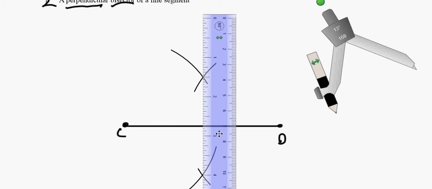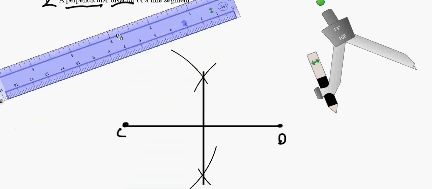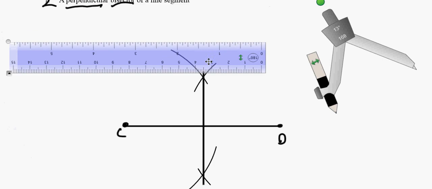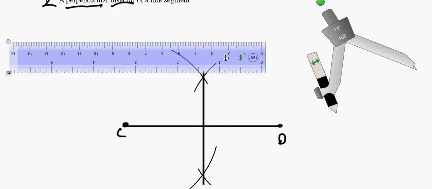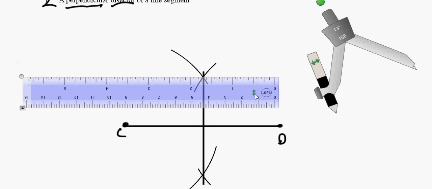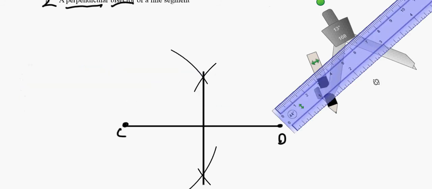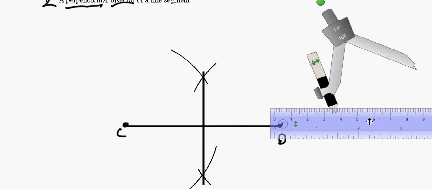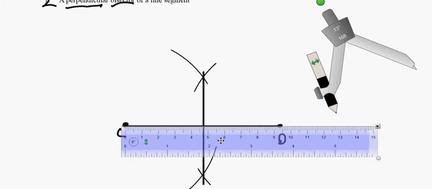And what we should get when we join these 2 points together is a straight line that goes through both of them and cuts the line in half. So there we go. When you measure this, we can actually see that the length of the line is about 9.4 centimeters, and cutting it halfway is about 4.7. So we can see that we successfully cut the line in half by measuring it.